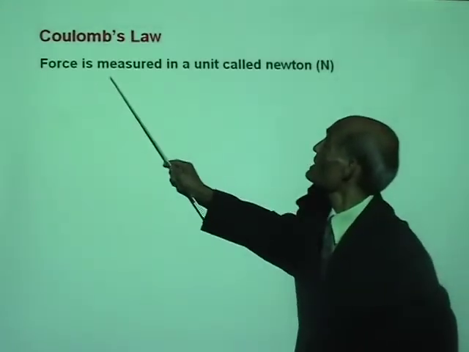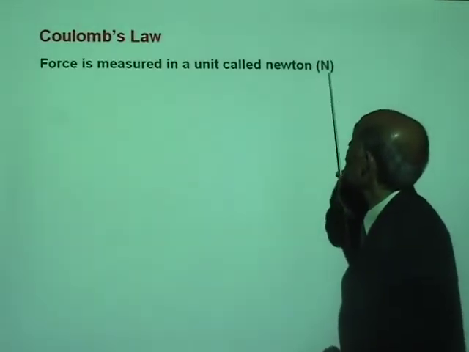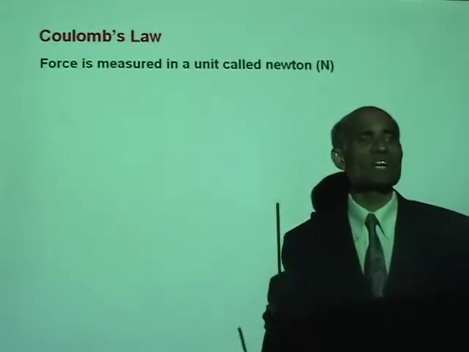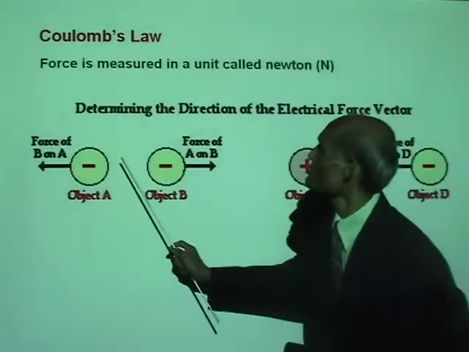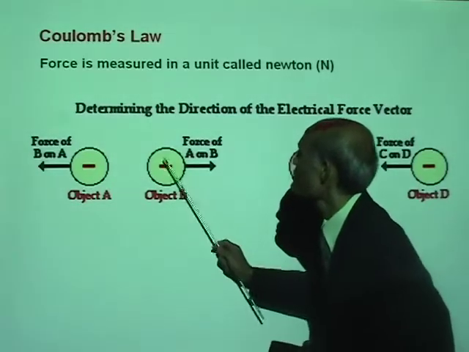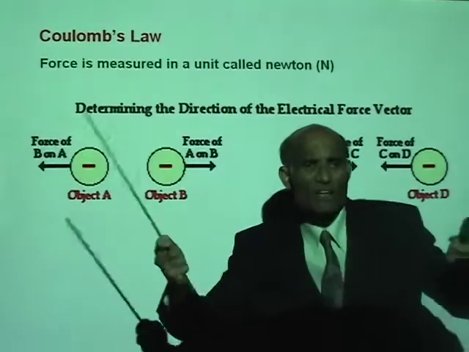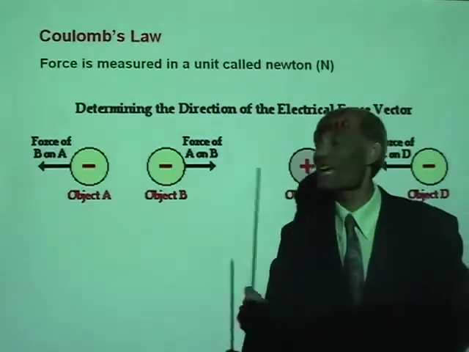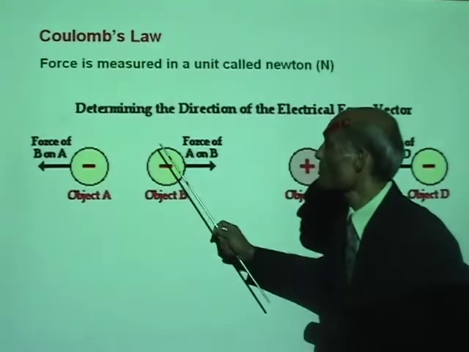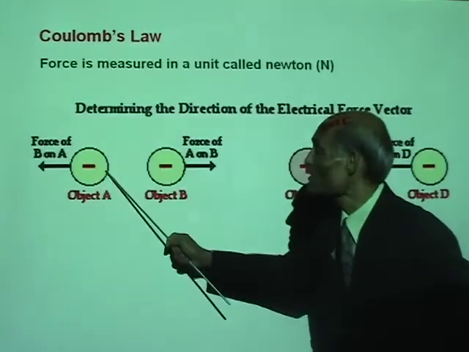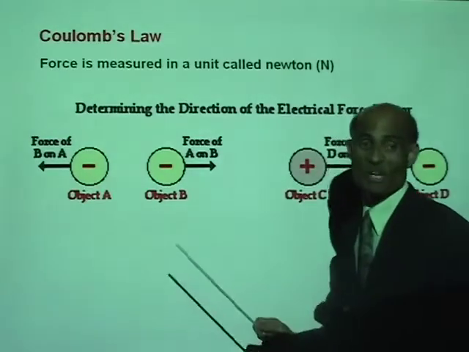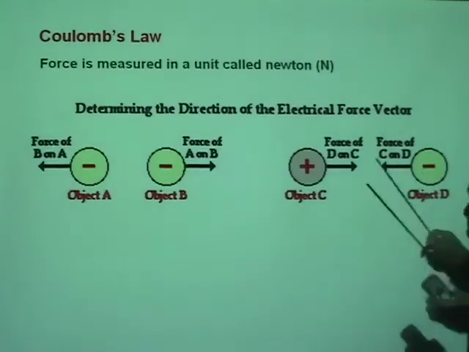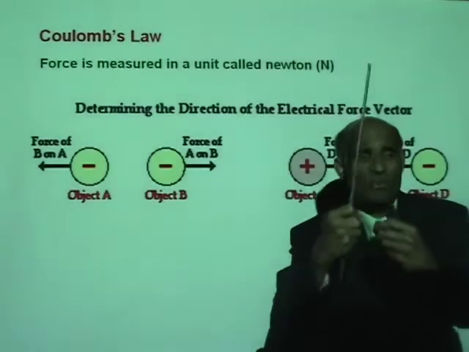Now, force is measured in a unit called Newton. So, the force between electric charges is measured in Newtons. A negative charge and a negative charge will repel with that force. What is the force? F equals K times Q1 multiplied by Q2 divided by the square of the distance between them. Whereas the force between a positive charge and a negative charge is an attractive force.